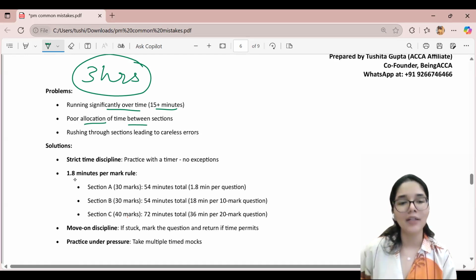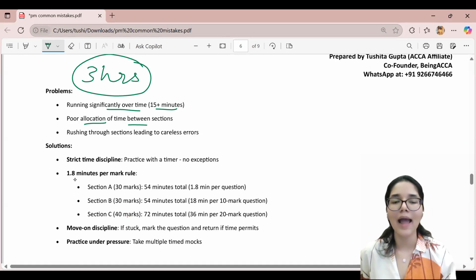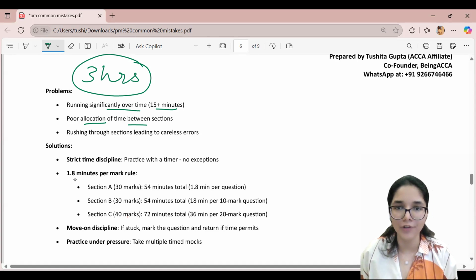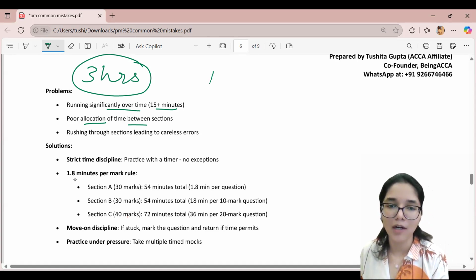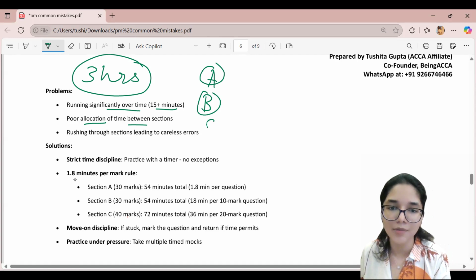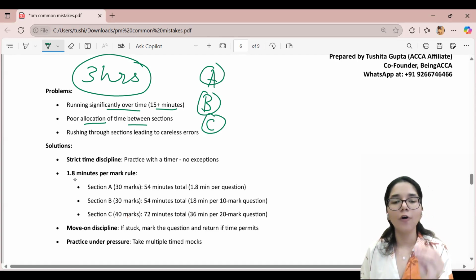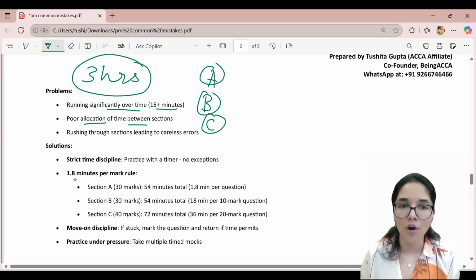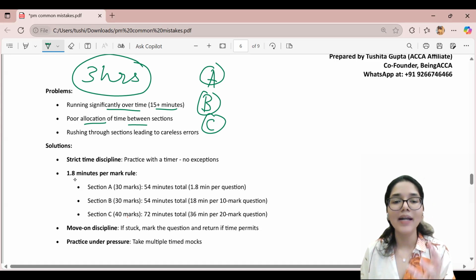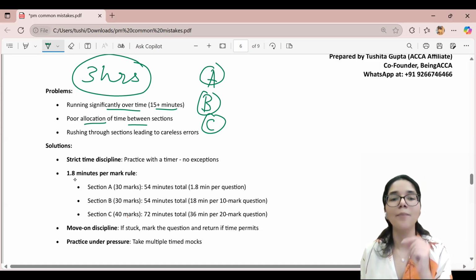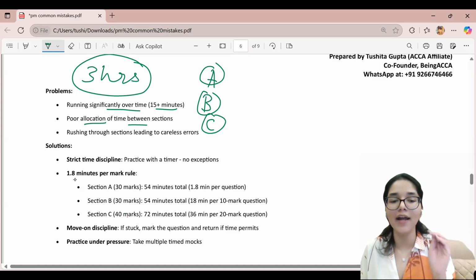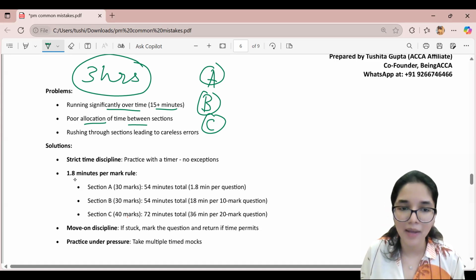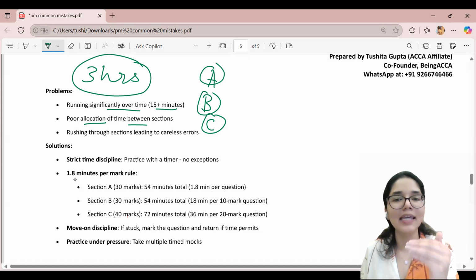Poor allocation of time between the sections. Now, when I tell you poor allocation, allocation means distribution of the time. So you have three sections in your paper, section A, section B, and section C. If you people are not following the 1.8 minute rule, you are doing a poor allocation of your time. What does that mean? If I am spending too much time on section A and B, I do not have the allocated time which section C deserves, which will make me go in trouble because if I do not get a shot at the entire 100 marks of paper, that makes my chances of passing even slimmer.